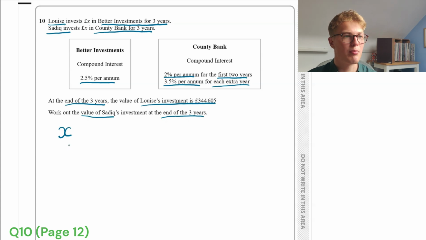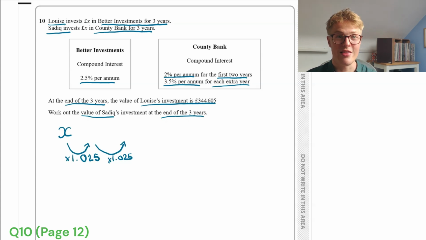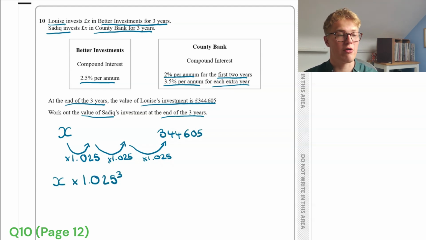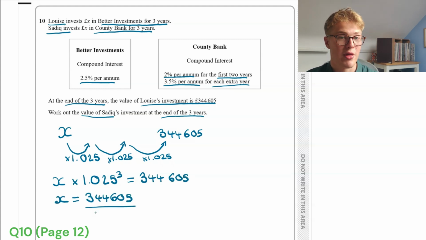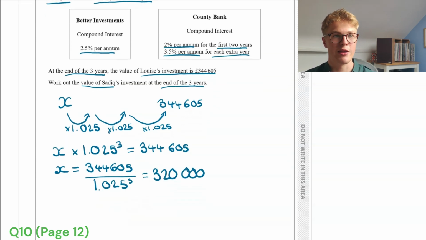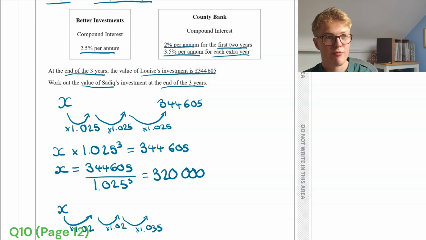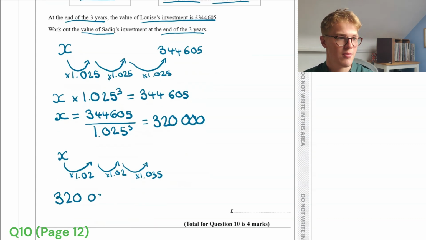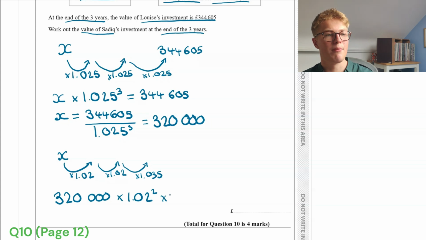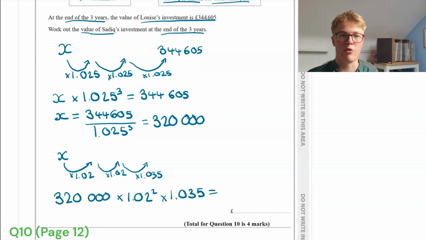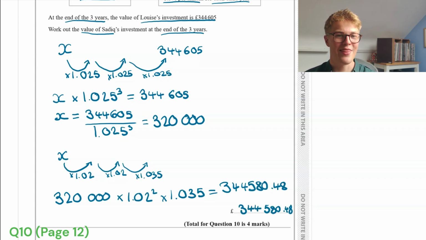We can think of X multiplying by 1.025 each year for 3 years to end up with Louise's final amount. X times 1.025 cubed, therefore, is going to be £344,605. We then divide 344,605 by 1.025 cubed to end up with 320,000 as our value of X. So if we now multiply X by 1.02, 1.02, then 1.035, because of the County Bank's investment structure, we end up with 320,000 multiplied by 1.02 squared multiplied by 1.035. Therefore, that is £344,580.48, and that is our final answer.